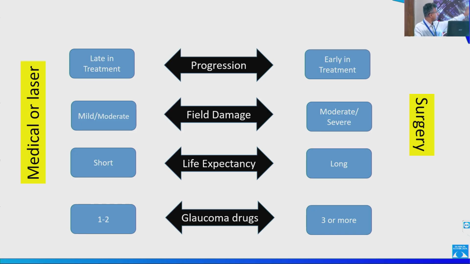So I'm basically going to put down the factors that we looked at: progression, field damage, life expectancy, glaucoma drugs, and whether this is late in treatment or early in treatment, whether it's mild, moderate or severe, whether life expectancy is short or long, and the number of drugs that the patient is on. And on this side, we'll go for medication, and on the other side, we'll go for surgery.